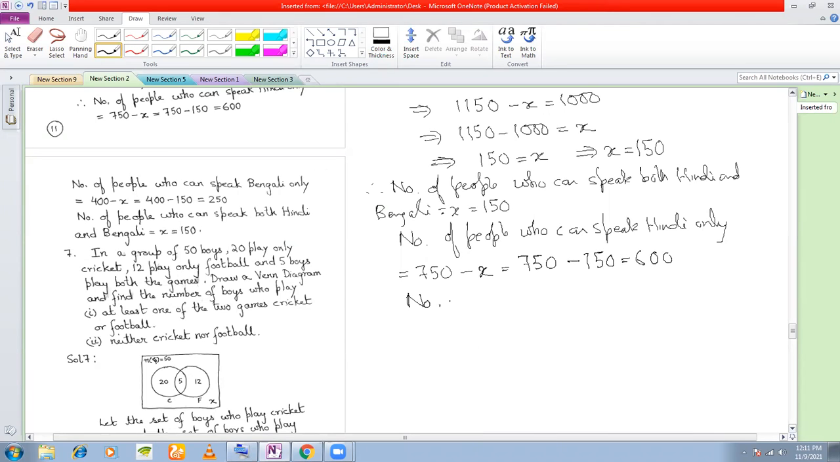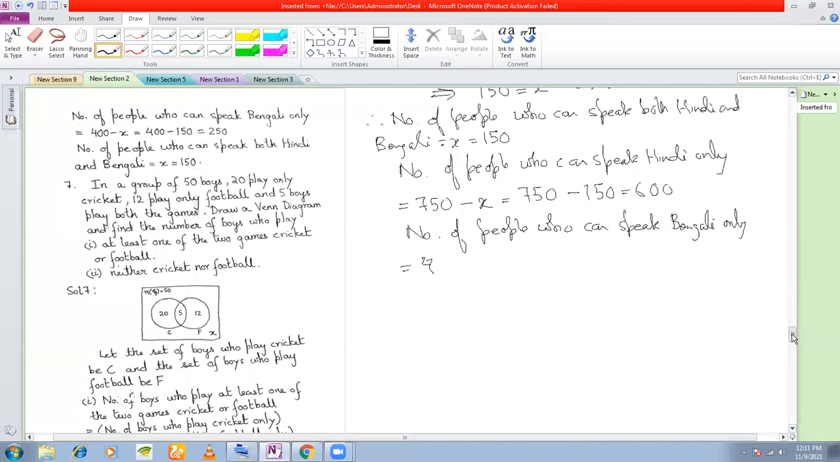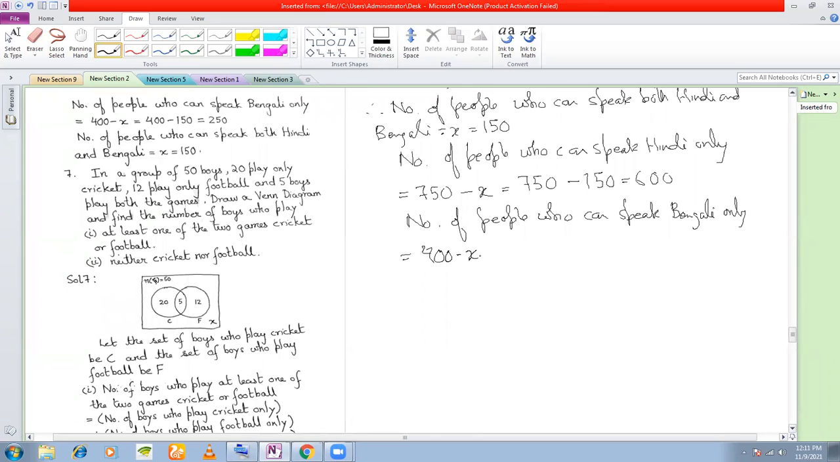And finally, you have number of people who can speak Bengali only. Is equal to, if you see this part, 400 minus x. So this is 400 minus x, which is equal to 400 minus 150, which is equal to 250. Okay. Any question here?